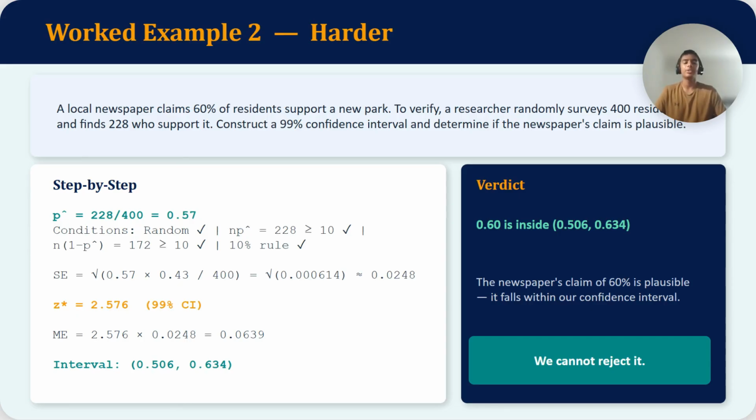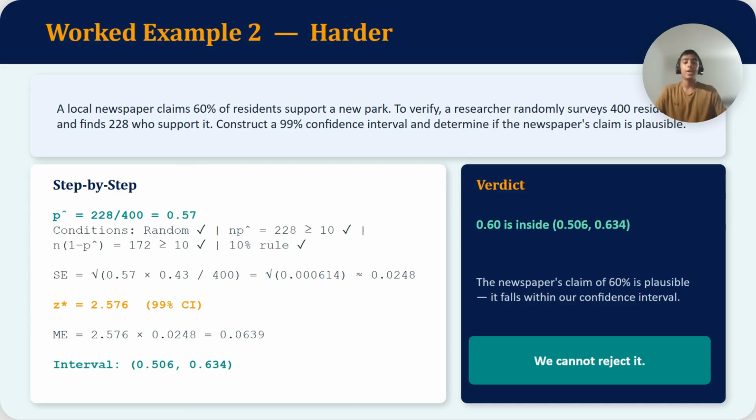The interval is 0.57, or the parameter, plus or minus the margin of error, or 0.0639. And that gives us 0.506 to 0.634. Now, the verdict. Is 0.60 inside our interval? Yes, 0.60 is between 0.506 and 0.634. So the newspaper's claim is plausible.